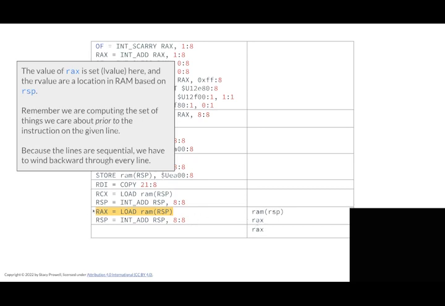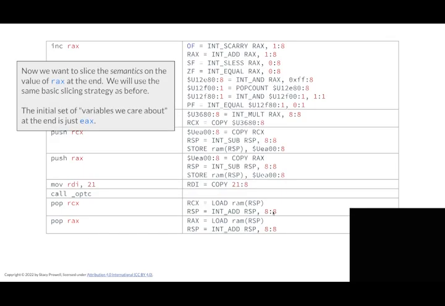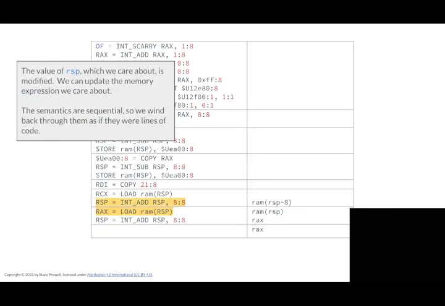We move up here. We ask, is anything in our set assigned by this line? And in fact, RAX is in our set, and it's set. So that means we have to keep the line. RAX is on the left, so we throw it away. We replace it with RAM RSP because that's what we're using to set the value, and that becomes the thing we care about.